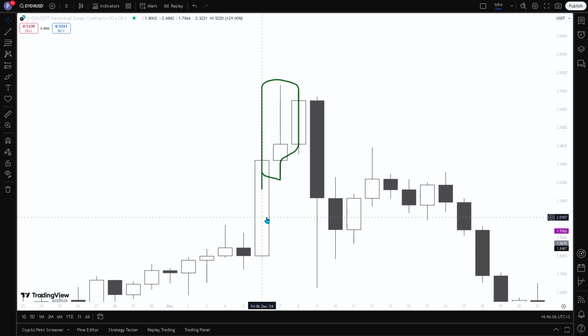When you see a doji after a big move, especially after a strong uptrend or downtrend, it can mean the momentum is slowing down. And that's often a warning sign that a reversal might be coming.